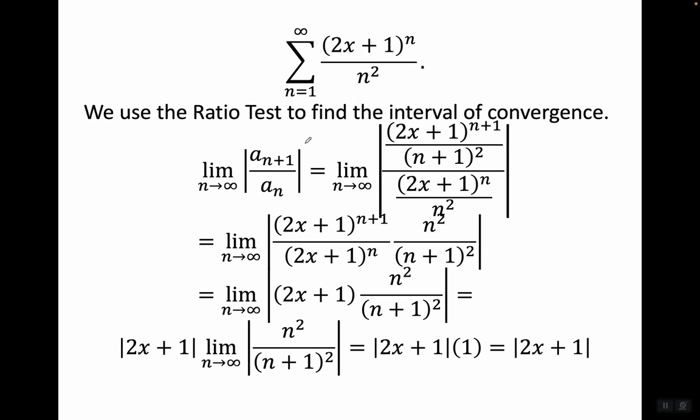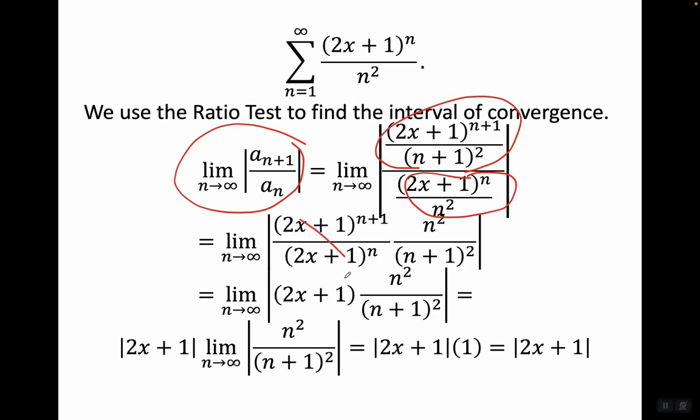Recall how that works. We look at the limit as n approaches infinity of the absolute value of a sub n plus 1 over a sub n. So we know what a sub n looks like. To find the a sub n plus 1 term, you just replace the n's with n plus 1's. Now we put together like terms. When you rewrite this fraction, you end up with (2x + 1)^(n+1) over (2x + 1)^n times n squared over (n + 1) squared.